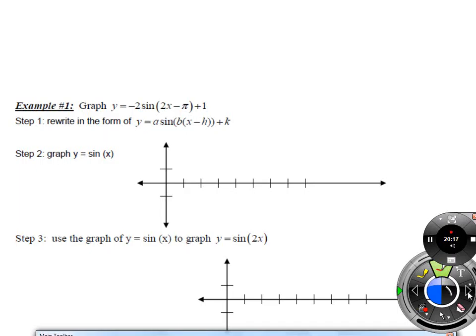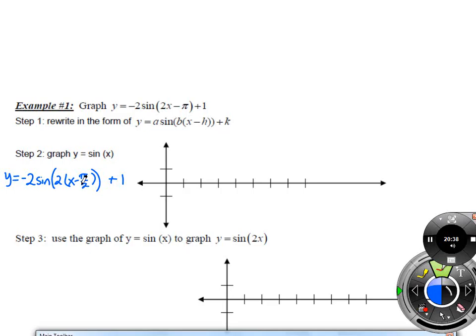So I'm going to rewrite it in its factored form. I'm going to write it here because I don't have room up there. So negative 2 sine, factor the 2 out from the x and the number, and then plus 1. What's going to be in the parentheses after the 2? Ian? Good. X minus pi over 2.